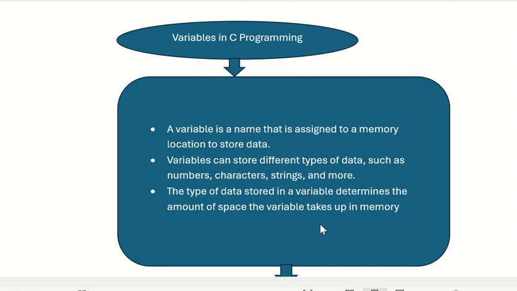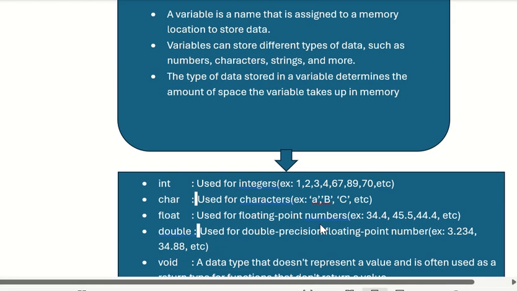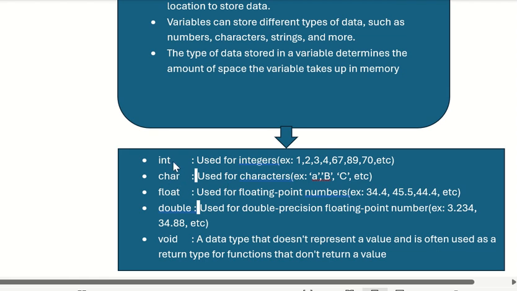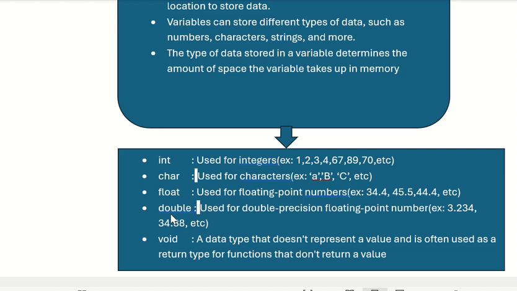So what are data types? There are 4 or 5 data types we use to declare the variables, and that data type will decide how much memory will be allocated to those variables. So there are integer, character, float, double.